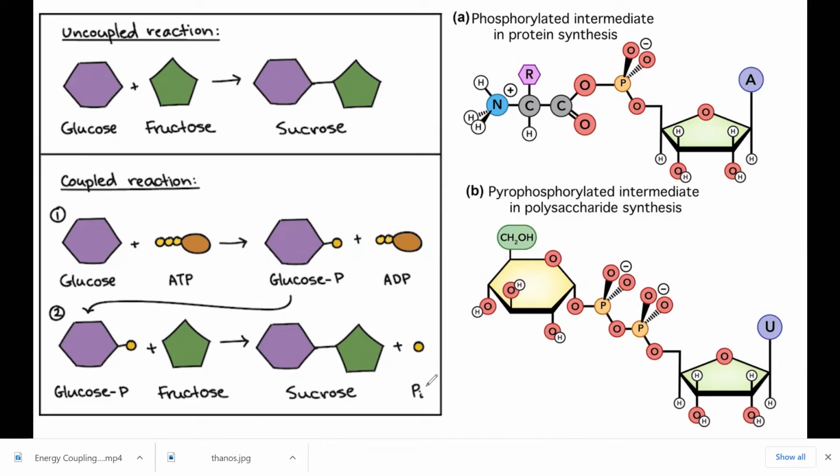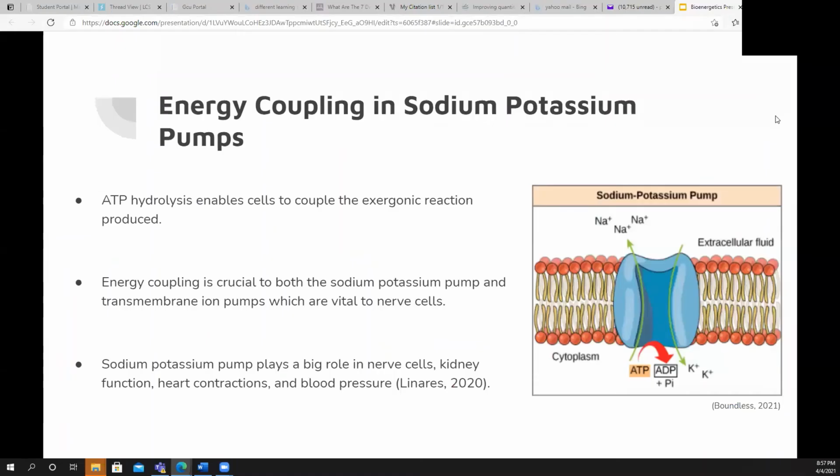So we see that the phosphate or phosphoryl group, or whatever it happened to be, left and yielded the product that was originally wanted. On the right here, we see a phosphorylated intermediate in protein synthesis on the top and a pyrophosphorylated intermediate in polysaccharide synthesis on the bottom, to give a better example of the specific structure of those molecules.